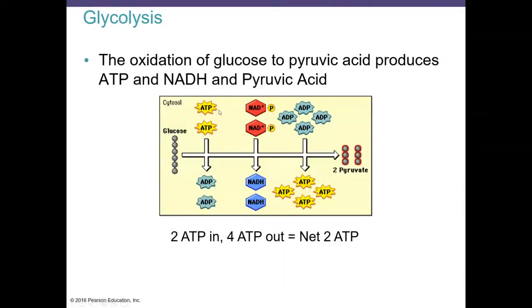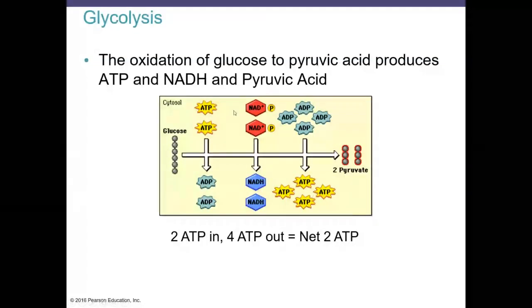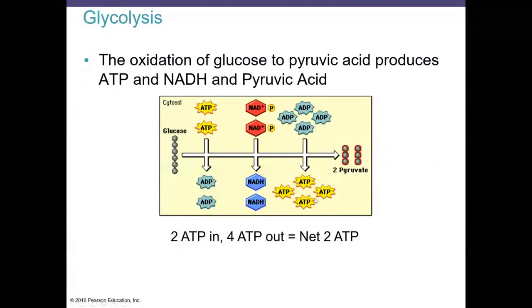So we have to consume 2 ATP initially to get this whole process started. So we're going to put in 2 ATP and they'll convert to ADP. And we'll use that energy to split this molecule. And when we do, we're going to go through and then produce 4 ATP. So since we put 2 in and we get 4 out, we get a net of 2. That's a gain of 2, all right?